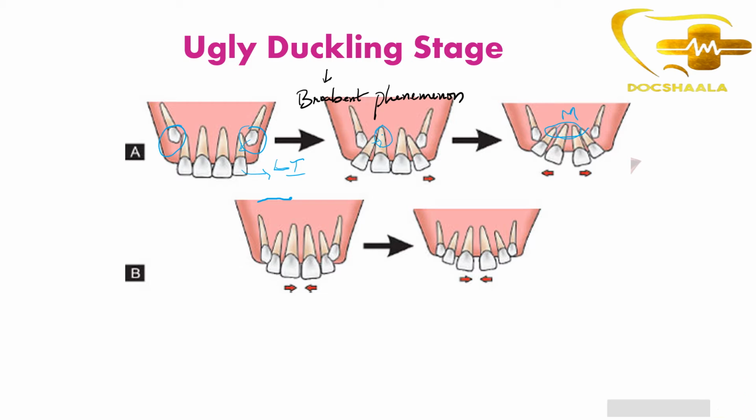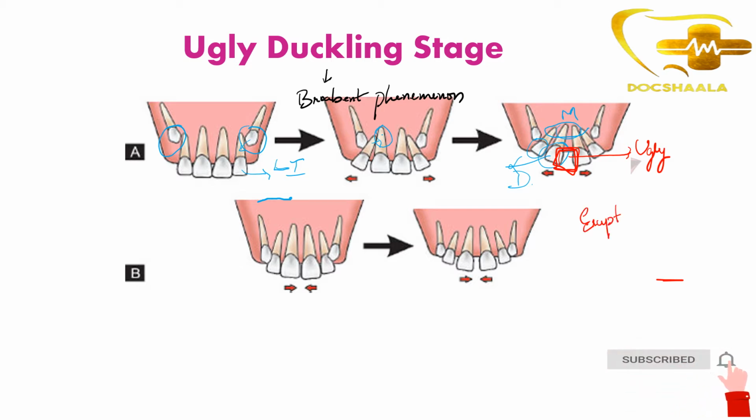Because of this, the crowns are displaced towards the distal side, and this creates a space in between the two maxillary central incisors. This midline spacing is what makes the face of the child look ugly during this stage. So from all these things, what we came to know is that the main culprit in the ugly duckling stage is the erupting maxillary canine.